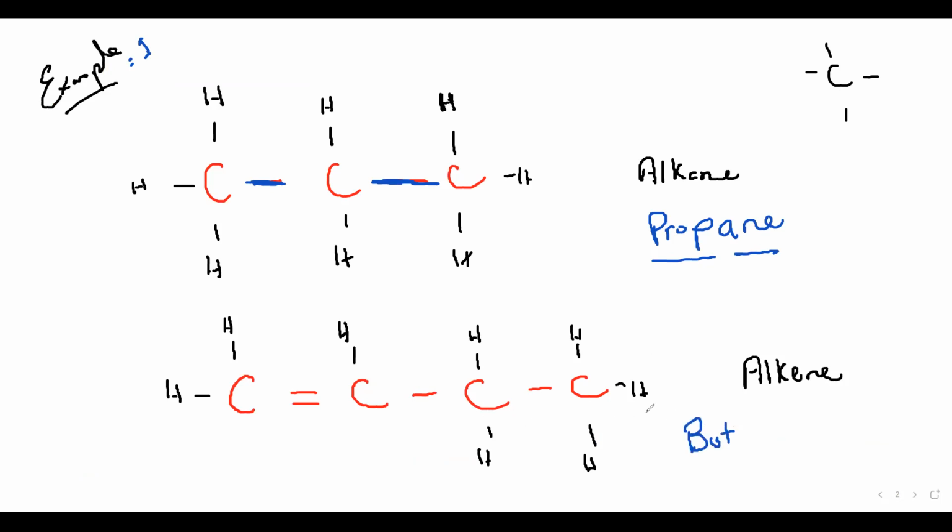And which class does this hydrocarbon belong to? It belongs to alkene. So the name should end at ene. So it is but because of four carbon, and ene because of the double bond. So example 2 is butene. But because of 1, 2, 3, 4 carbon, and ene because they have a double bond. Is it clear, the second example? Any question or doubt till this point?